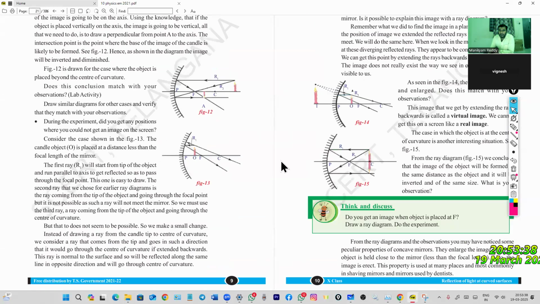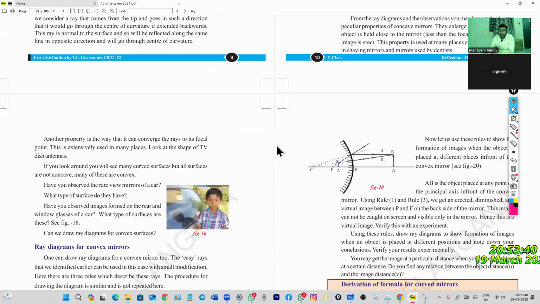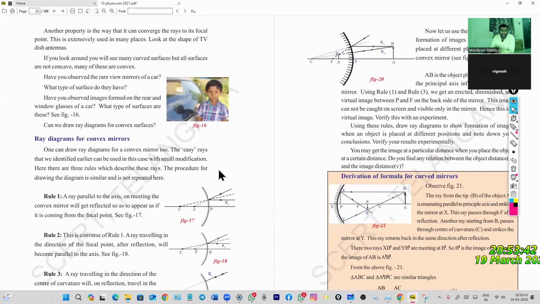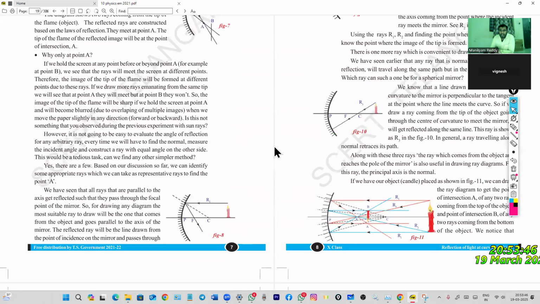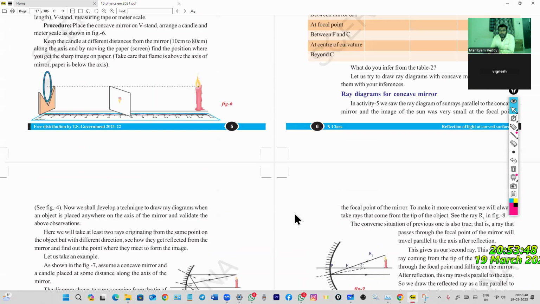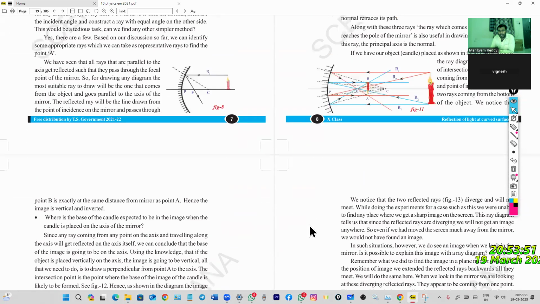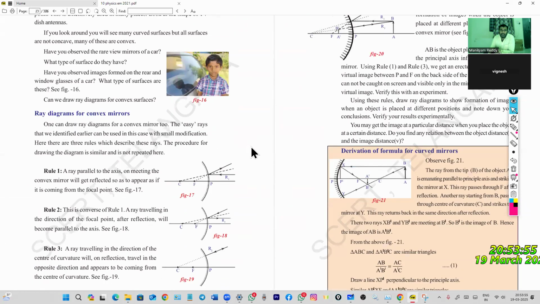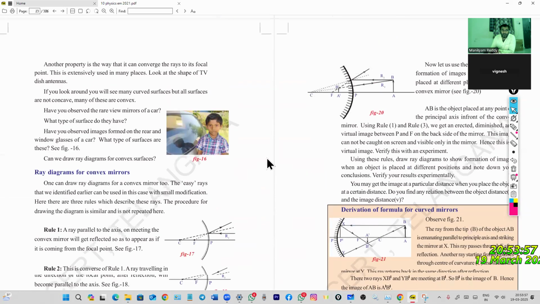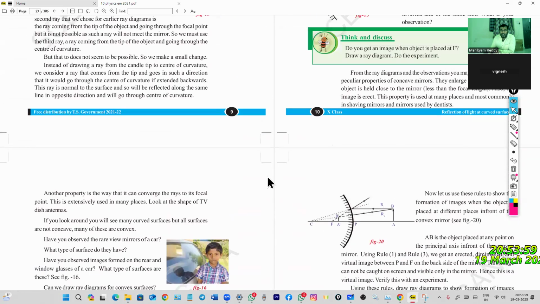Now next coming to ray diagrams. This is about complete ray diagrams. Ray diagrams for the concave mirror we completed. Now ray diagrams for the convex mirror we are going to observe. Okay, ray diagram, concave mirror.